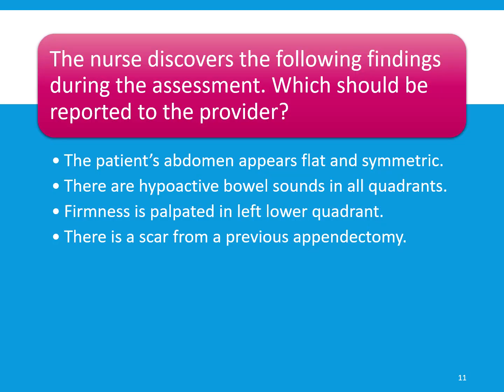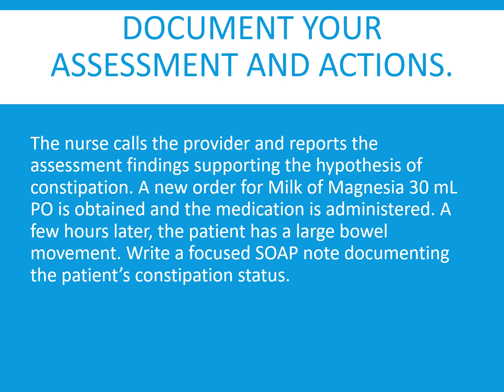So let's say the nurse discovers the following findings during the assessment. Which should be reported to the provider? The patient's abdomen appears flat and symmetric. There are hypoactive bowel sounds in all quadrants. Firmness is palpated in the left lower quadrant. There is a scar from a previous appendectomy. So the answer is C. Firmness is palpated in the left lower quadrant, which is a very common finding in constipation. So make sure the nurse calls the provider and reports assessment findings with the hypothesis of constipation.